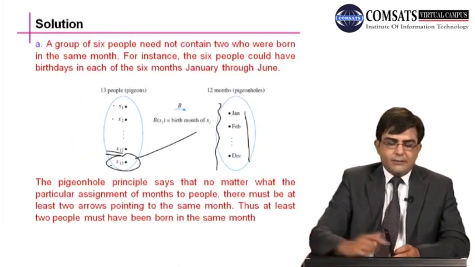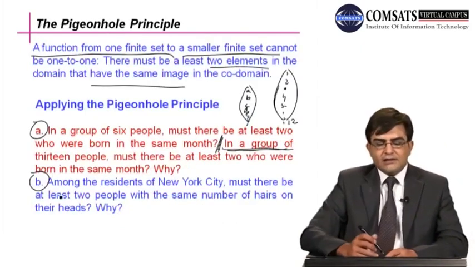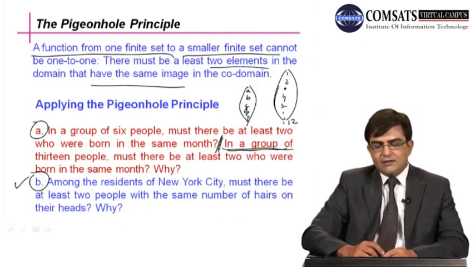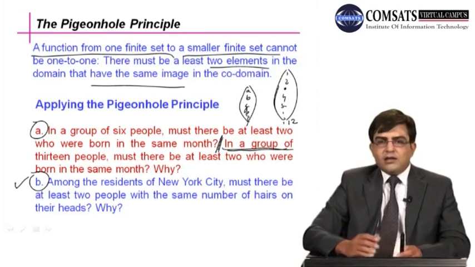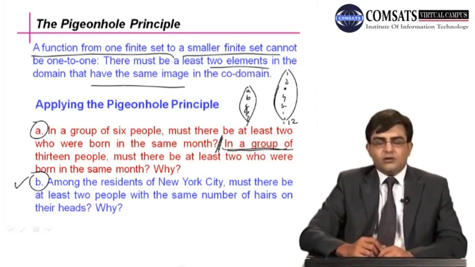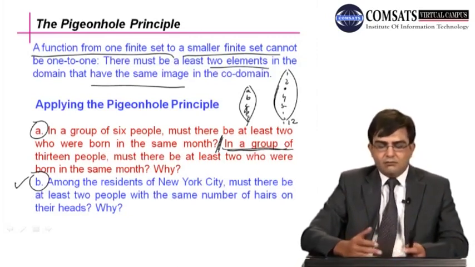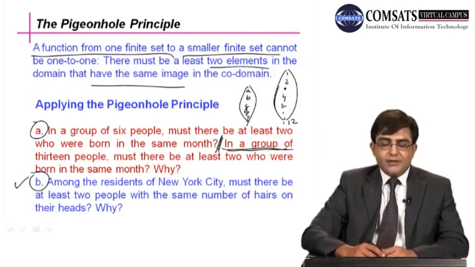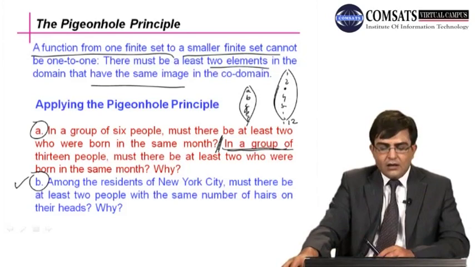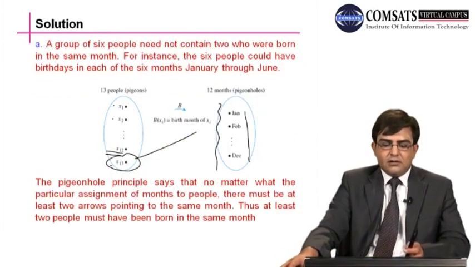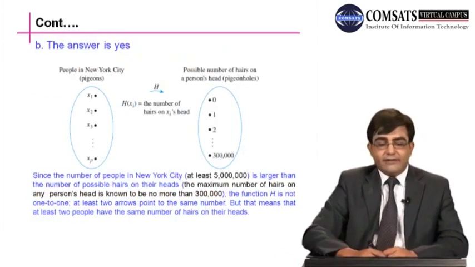Now in the second example, part B: among the residents of New York City, must there be at least 2 people with the same number of hairs on their heads? The number of residents in New York is a finite set. Approximately there are 500,000 people who live in New York City. So this is basically a finite set.